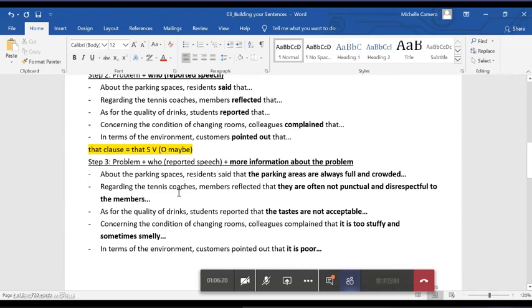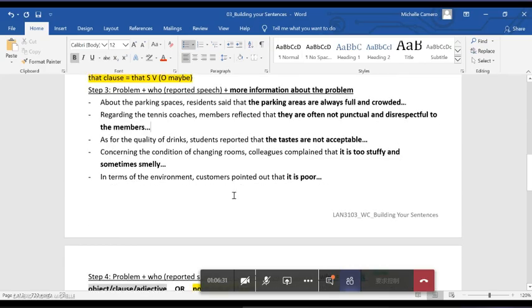Okay, so I'll read one more out to you. Regarding the tennis coaches, that's step 1, comma, members reflected that, that's step 2. They are often not punctual and disrespectful to the members, that's step 3. Now we get to step 4.